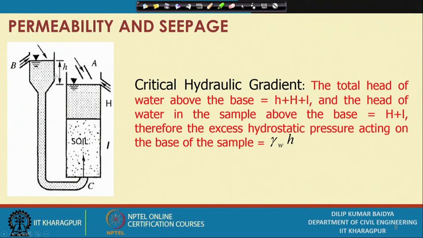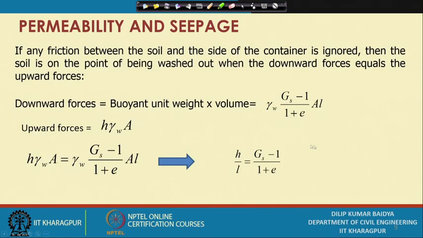if I increase the head on this side, then hydrostatic pressure will increase. So, h to h1, then it will increase the pressure, and if that pressure becomes more and more, there will be a time when, because of this excess pressure, the soil will be washed out on this side. That is the reason we have obtained this critical hydraulic gradient. If the hydraulic gradient becomes more than that, then your soil will be washed out, that means it will move in the upward direction.